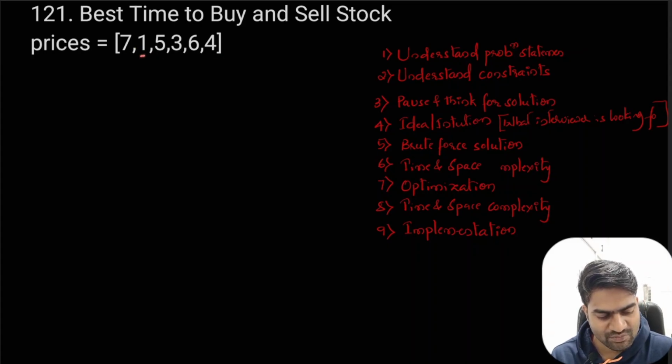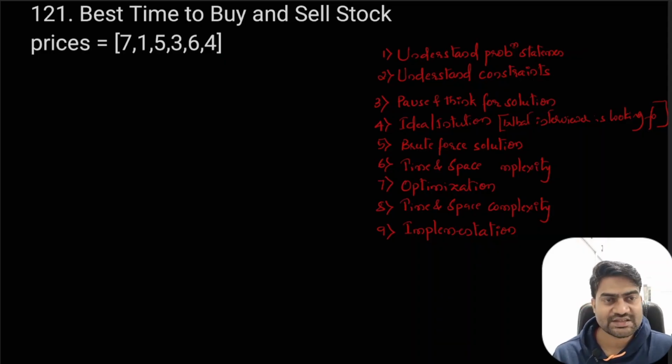Say for example, if I buy the stock on this second day for value 1, then I cannot sell it on day 0 or day 1 because this is the previous day. So I will have to sell it only after buying the stock. That's the constraint here. Now another thing: we want to maximize the profit. Maximizing the profit means I will have to buy the stock for the least price, then sell the stock for the most possible price.